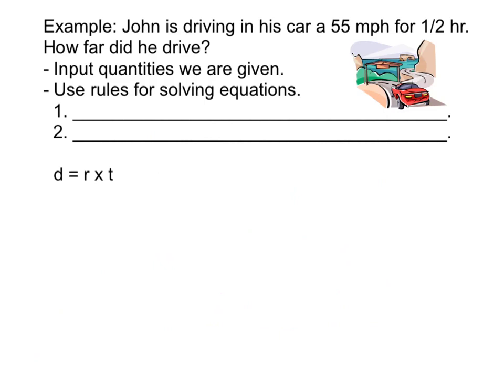So we're going to input the quantities we're given, and we're going to use our rules for solving equations, which are to get the variable alone and to always use the golden rule. All right, so let's see what we have. Do we have distance? No, I don't see a distance. So that should be our unknown right here.